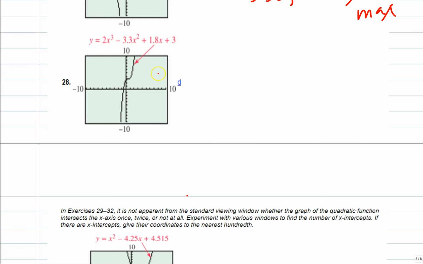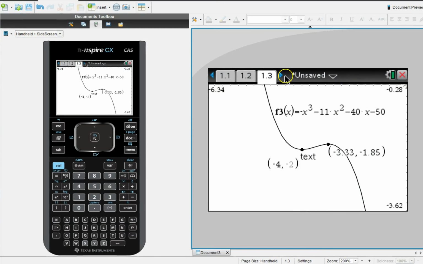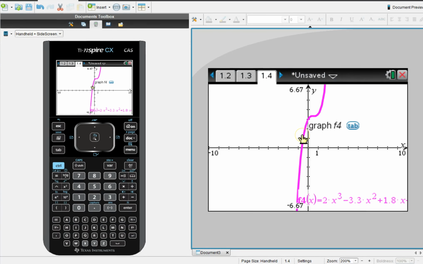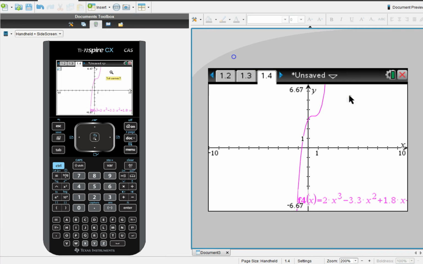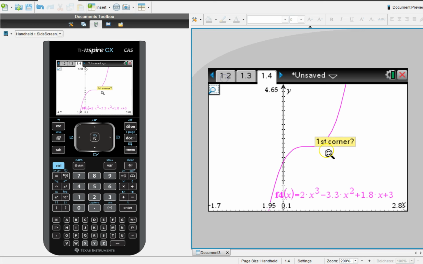Once again, type in the equation. It's a standard zoom, so it should look like that. Go over to 1.4. I've already got it typed in. This should be what it looks like. Where is my local min, my local max? Right on that little curve right there. So I'm going to zoom in with a box. You can choose the center and do it that way. I like the box.